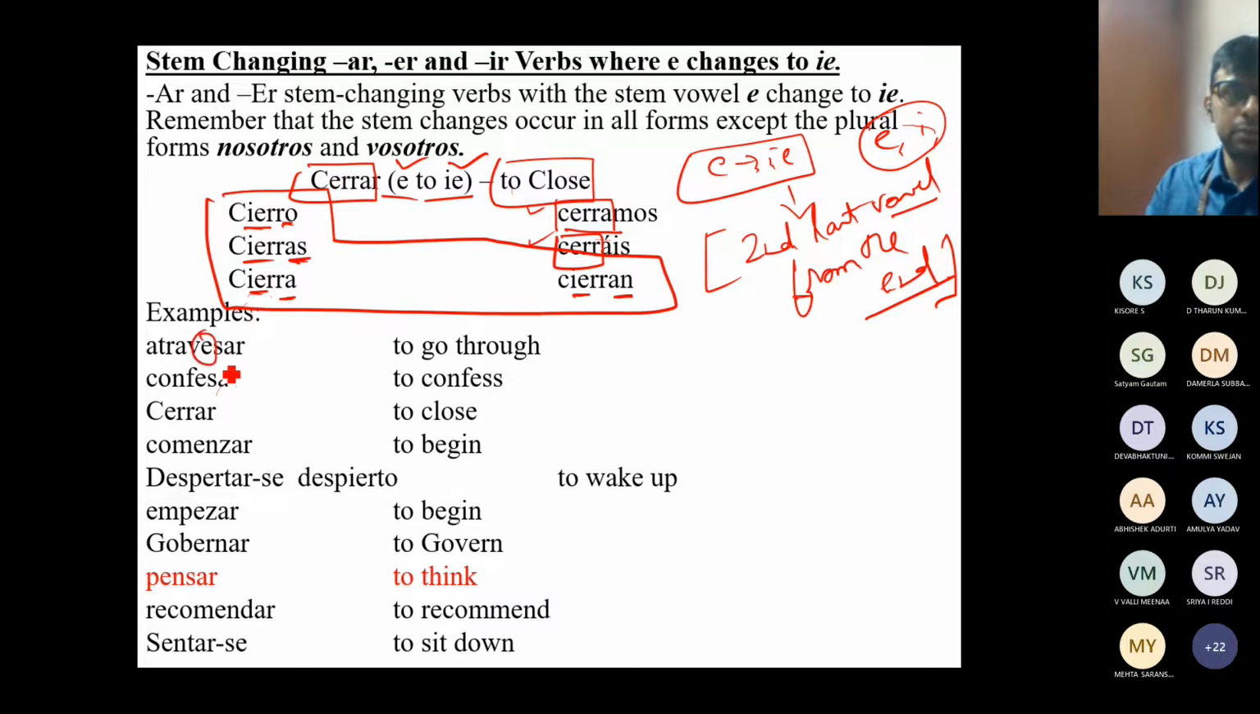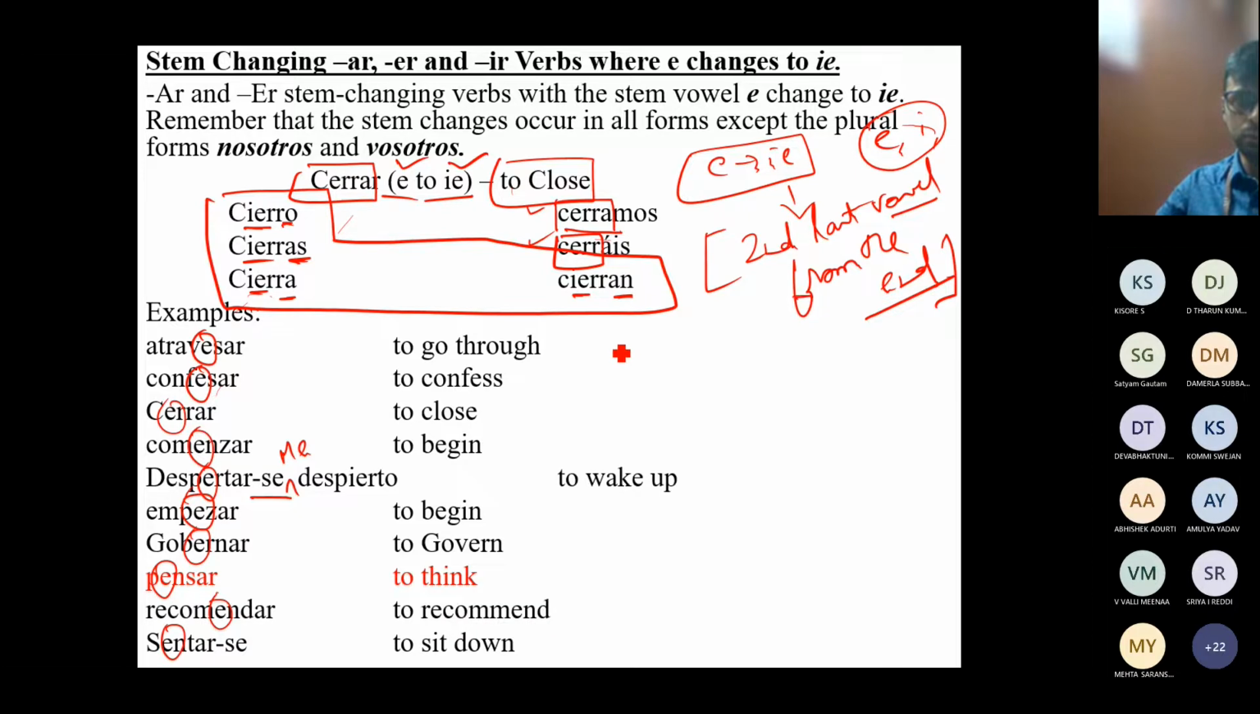So atravesar, this one will change. Confesar, this one will change. Cerrar, we have done it. Comenzar, again this one. Despertarse, it's a reflexive verb. Okay, so you have to change it accordingly. So the conjugation will be like me despierto, te despiertas. Okay, like that you have to change. Then empezar, again this E. Gobernar, only the second last vowel. So this one. Pensar is this one. Recomendar, and then sentar.